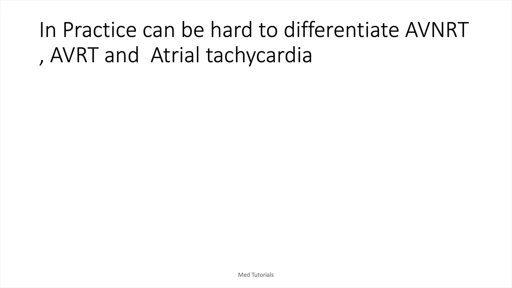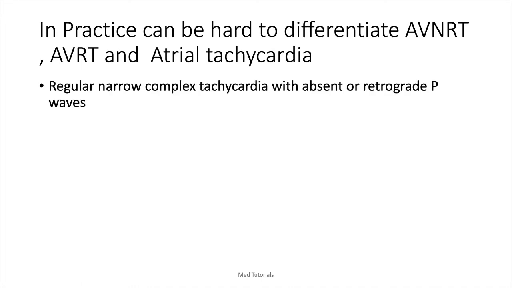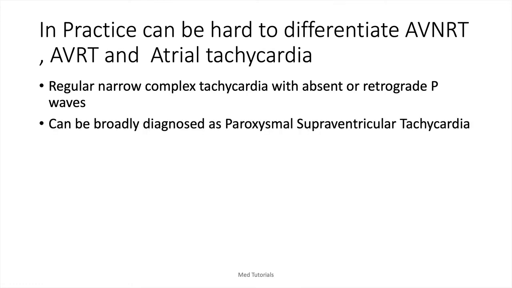But in practice, it can be hard to differentiate AVNRT, AVRT, and atrial tachycardia. That's because most commonly these three entities show up as regular narrow complex tachycardia with either absent or retrograde P waves. So it can be extremely difficult to differentiate these three in practice by just looking at a 12-lead ECG. That's why these three terms are broadly diagnosed or grouped under paroxysmal supraventricular tachycardia.